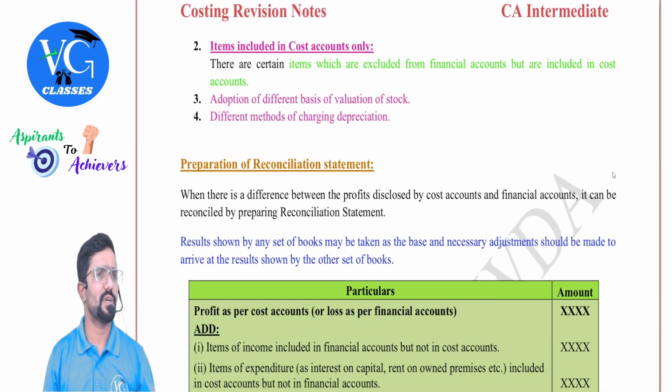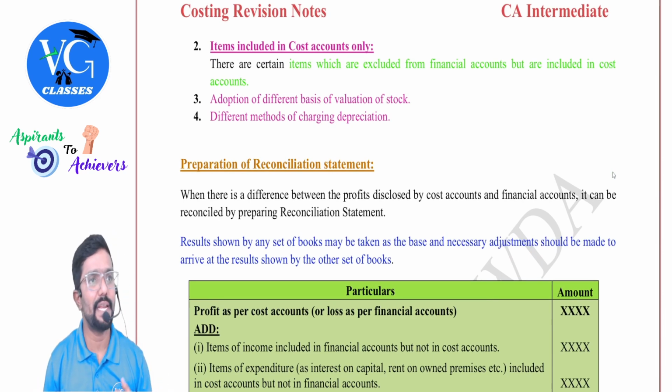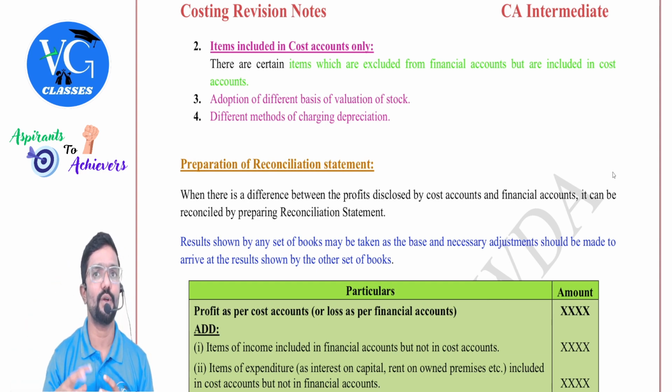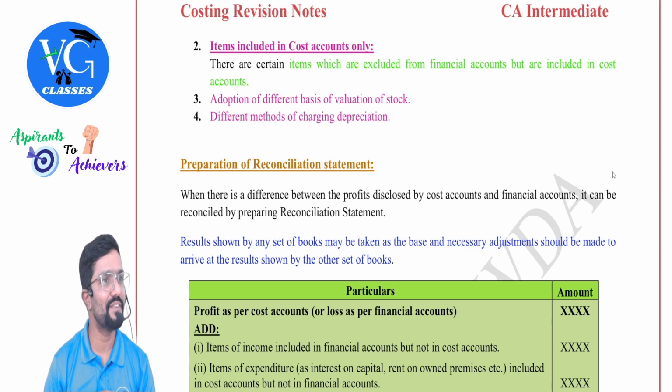Items included only in cost accounts means especially the notional items like notional rent, notional salary, notional interest. These are the items which are recorded only in cost books but not in financial books. Will that also lead to differences? Yes. Then adoption of different basis of valuation of stock. For example, sir, for costing I am following FIFO, whereas in my financial books I am following weighted average. So in that case, will we have a difference in the closing stock value? Yes. When we have a difference in closing stock value, guys, automatically it will have an impact on profit.